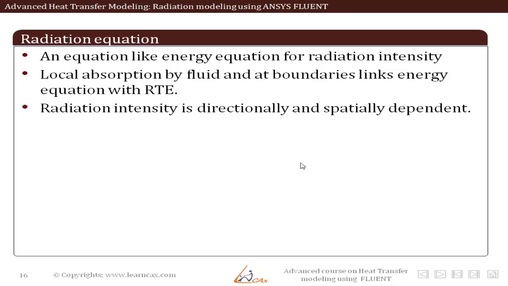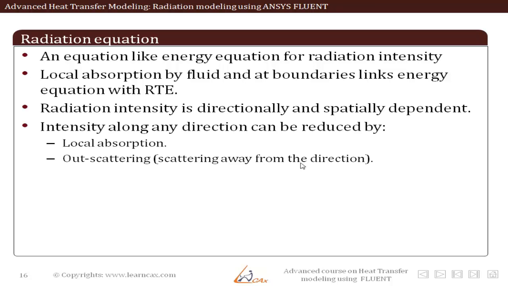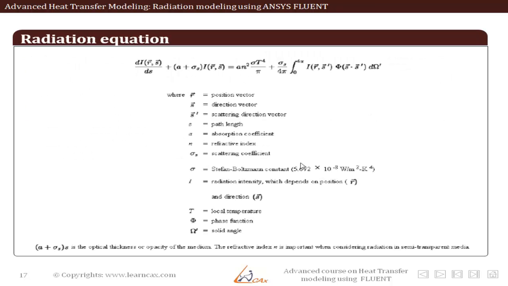Radiation intensity is directionally and spatially dependent, which means it varies with direction and space, so that is taken into account. Intensity along any direction can be reduced by local absorption and out scattering, which is scattering away from the direction. So this phenomenon of local absorption and scattering of radiations, which reduces the radiation intensity, is also fed into the radiative transfer equation. This is how the radiative transfer equation looks like.